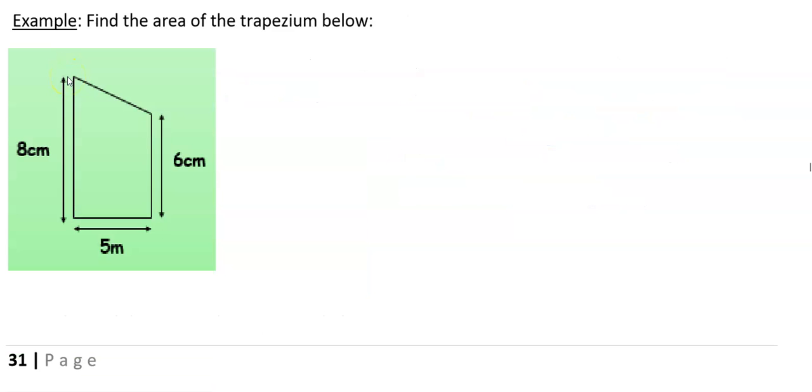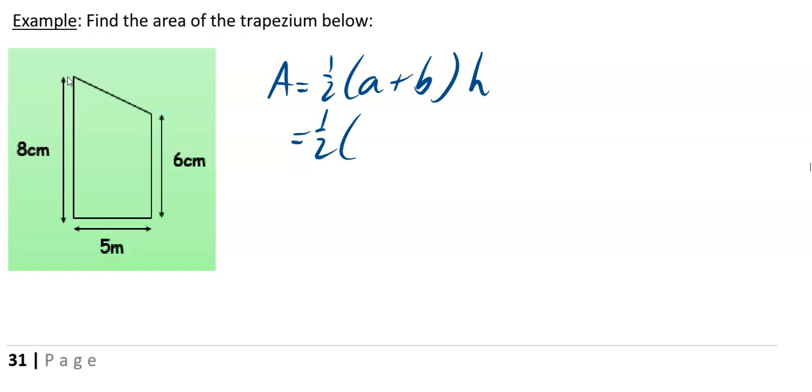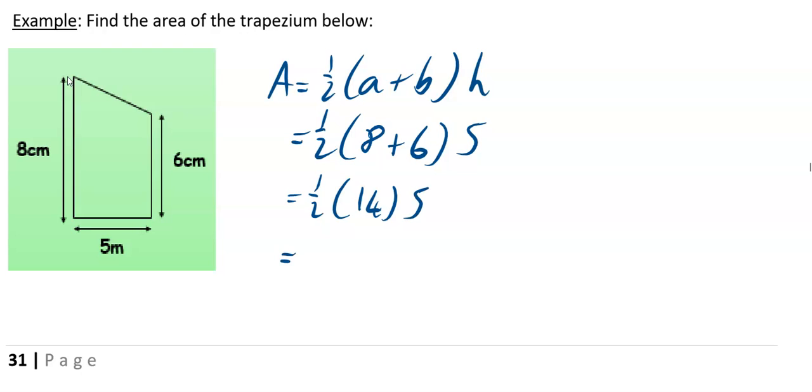For this one we've got a vertical trapezium, as I mentioned earlier. Write down your formula, half A plus B times H. A and B are the parallel sides, which are 8 and 6. It doesn't matter which way around you put them. The perpendicular distance between them is 5. So that's a half times 14 times 5. It's easier to do a half times 14, which gives you 7, times 5, which is 35, so 35 centimeters squared. There's a wee mistake there: that should have been 5 centimeters, so just change that in your notes.